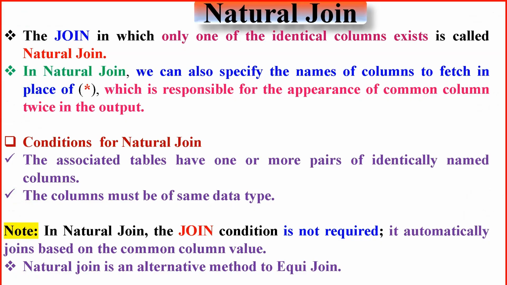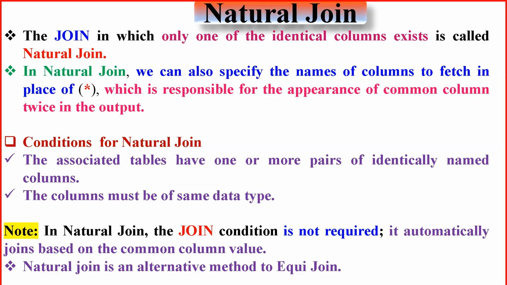In SQL, the join in which only one of the identical columns exists is called natural join. Let's see the explanation. Listen carefully. A natural join is a type of join operation that automatically matches columns with the same name across two tables. When you perform a natural join, the resulting table includes only the columns that exist in both tables, and it combines the rows from both tables where the values in the matched columns are equal. It is similar to equi-join except that duplicate columns are eliminated in natural join that would otherwise appear in equi-join.